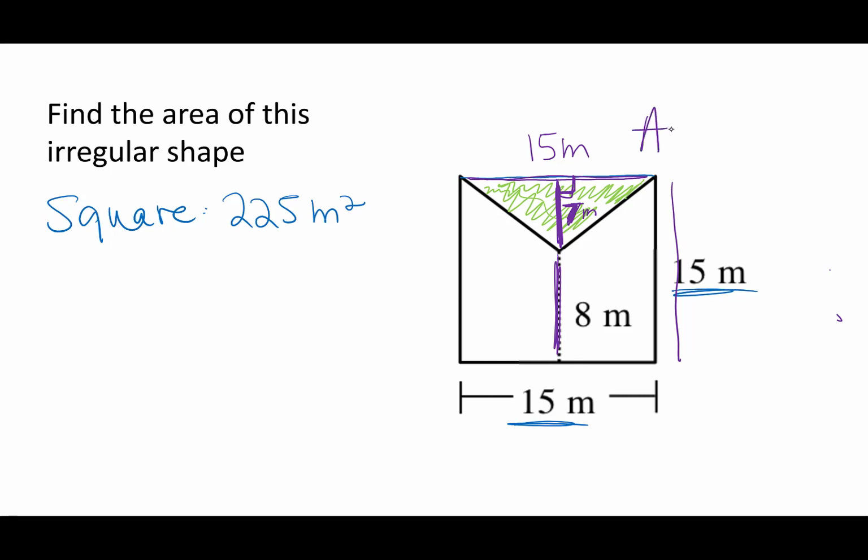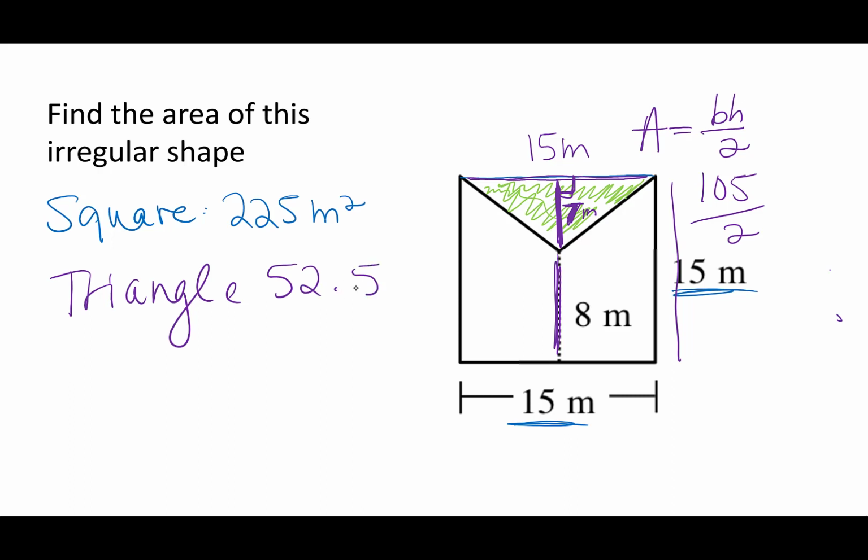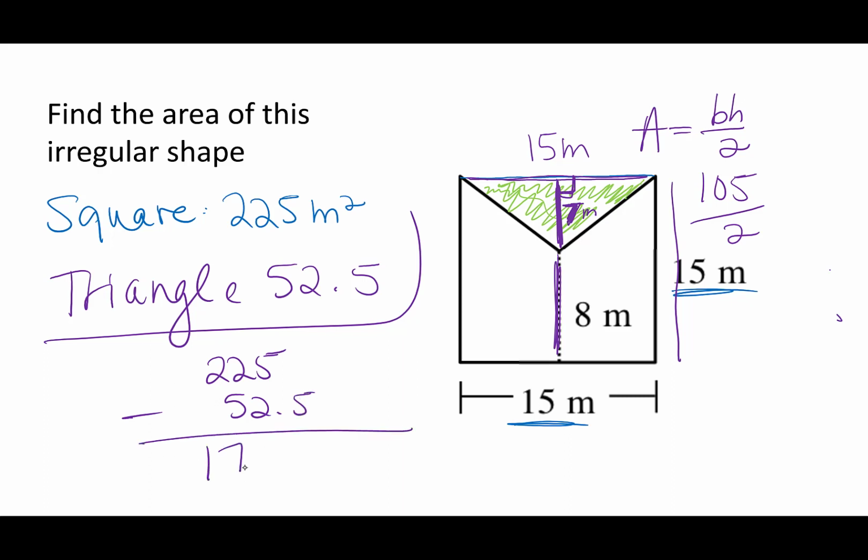We also know that the area of a triangle is base times height divided by 2. 15 times 7 is 105. Divide that by 2 to get 52.5. So the triangle is 52.5. Now I want you to do a subtraction problem. 225 minus 52.5, and that gives you a total area of 172.5 meters squared.